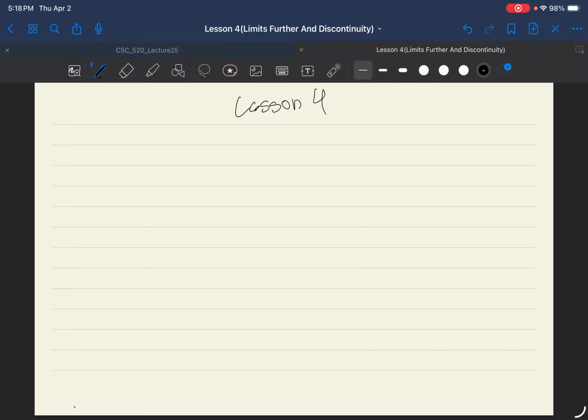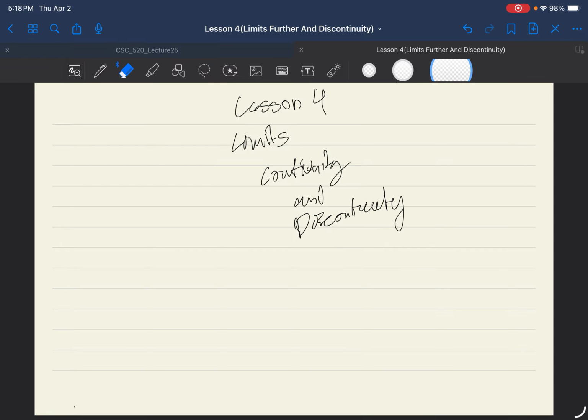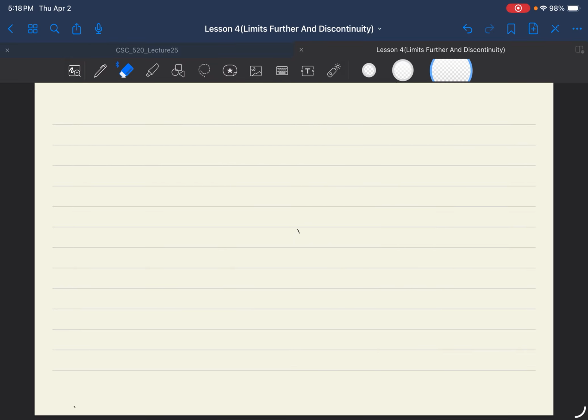We're going to talk a little bit more about limits, and then we're going to talk about continuity and discontinuity. We're going to be talking about different types of discontinuities, and then we're going to be talking about how to determine continuity. So we'll start with the limits. Obviously we've been talking a lot about limits up until this point.